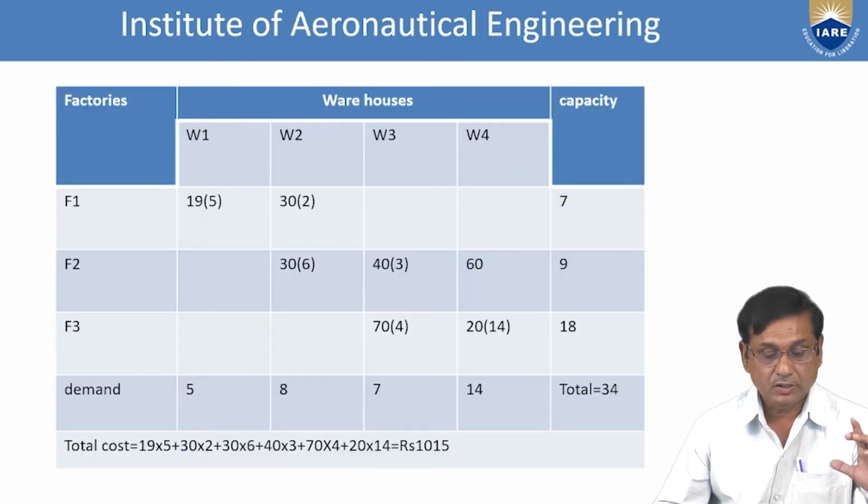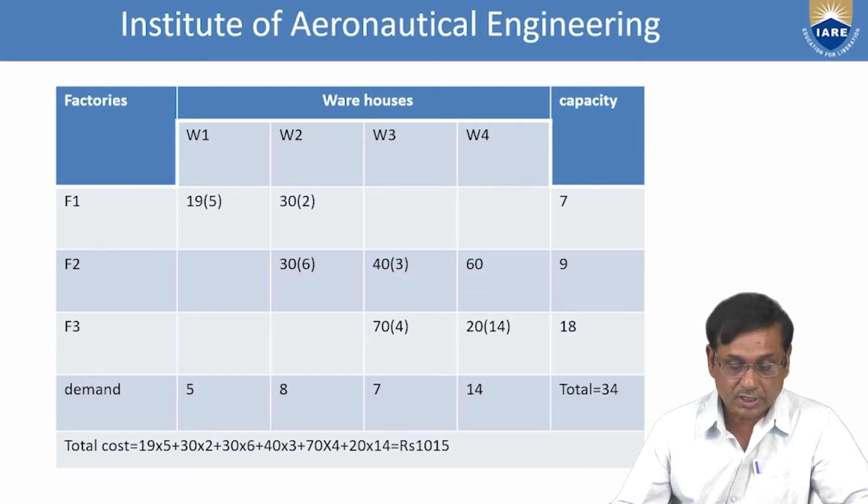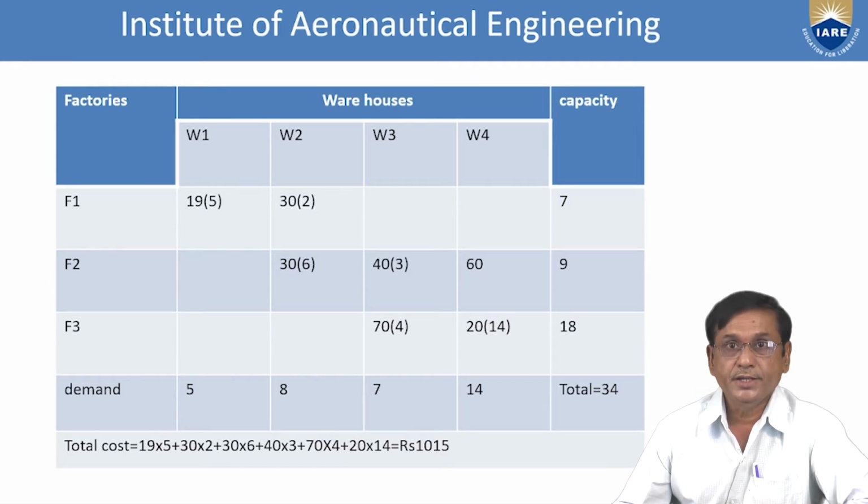So now enter all the allocations in a separate table. This table will give the feasible solution. The total cost can be obtained by multiplying each individual allocation by its unit cost. Now the total cost is equal to 19 into 5 plus 30 into 2 plus 30 into 6 plus 40 into 3 plus 70 into 4 plus 20 into 14.